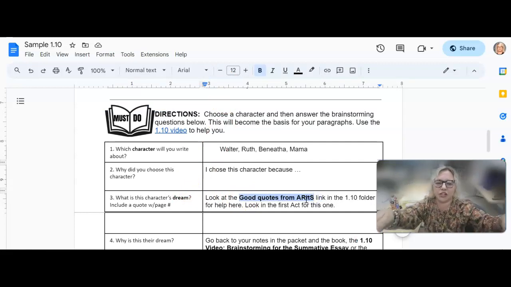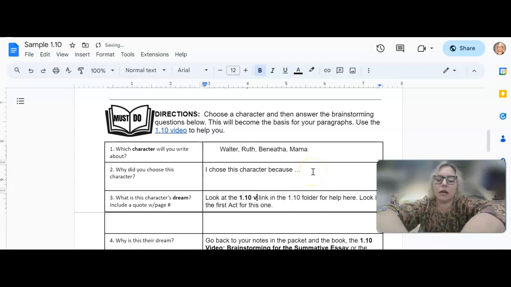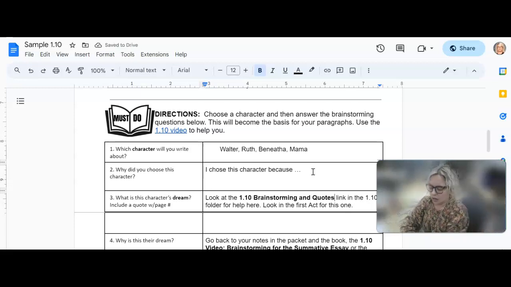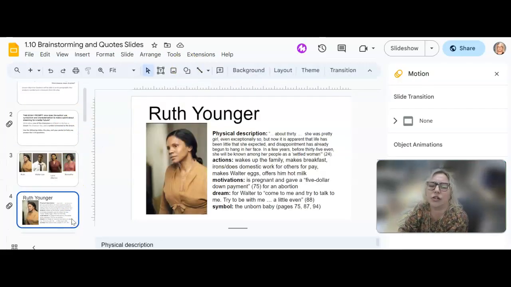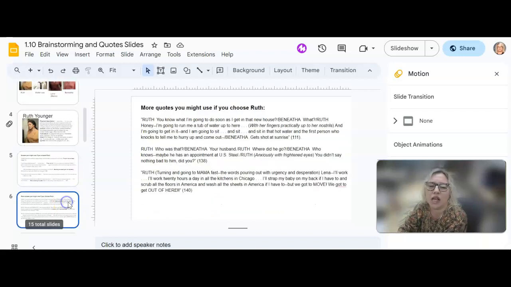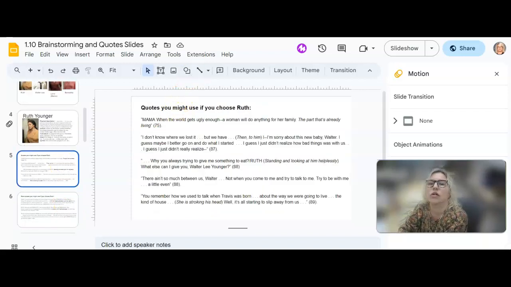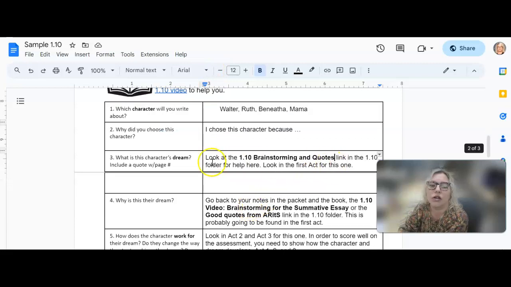Okay, and use that slideshow because it's got all kinds of good information. It not only has information about each character, but it has lots of quotes that you can actually use. Okay, so why don't you open that in another tab right this second, and then you can answer this question.